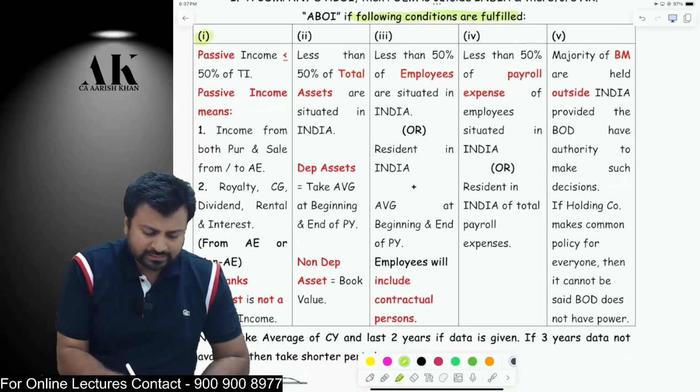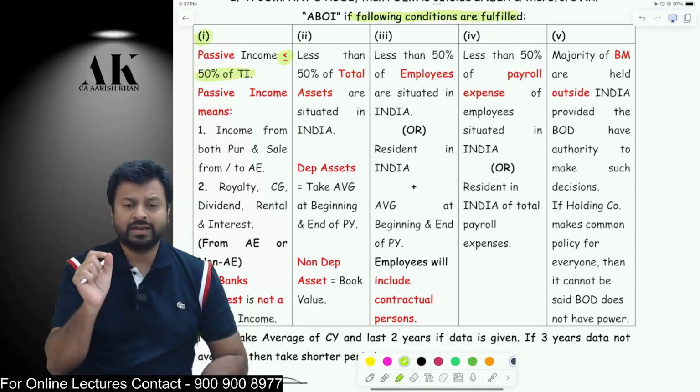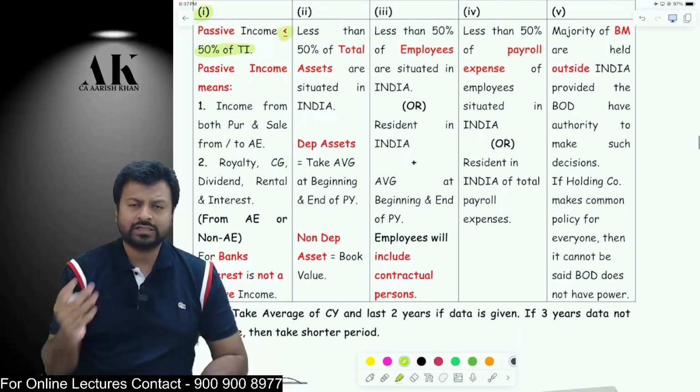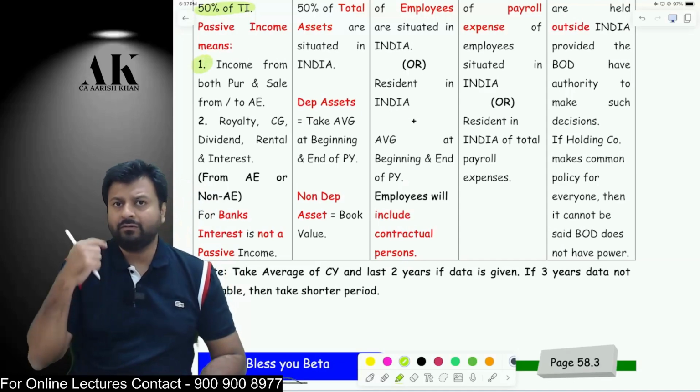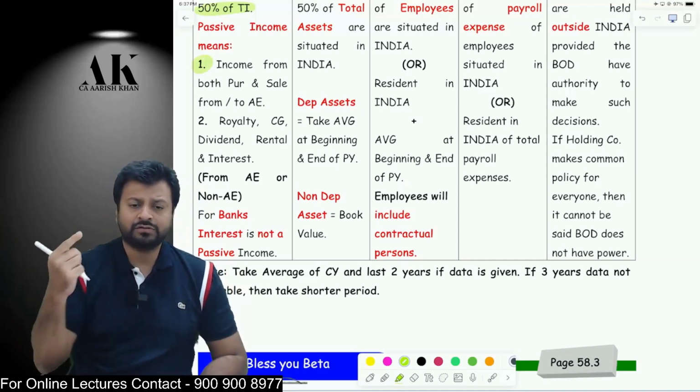The first condition: the passive income is less than or equal to 50% of total income. The passive income should be less than or equal to 50% of total income. You will ask me, what is passive income? Passive income includes 2 types of income. Income number 1, where income is from purchase and sale both from associate enterprise.